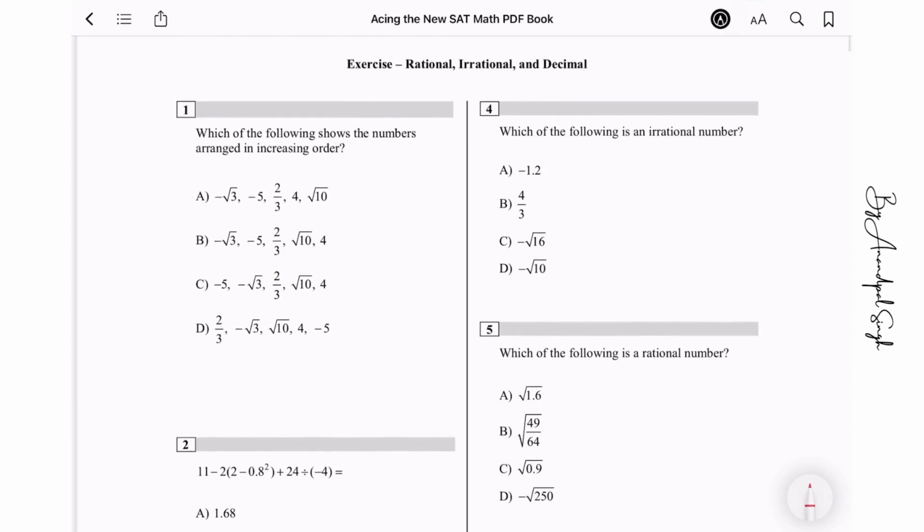So dear students, let us start with the first question. Which of the following shows the numbers arranged in ascending order? First of all, we find the most negative number over here. I think that number is -5. Root 3 is 1.73, so negative 1.73 is greater than -5. So this is ruled out. This is also ruled out. Here this order seems correct. Then 2/3. Yeah, this is the correct choice. Here also we are having positive and then negative, so this is wrong. So I will go with C.